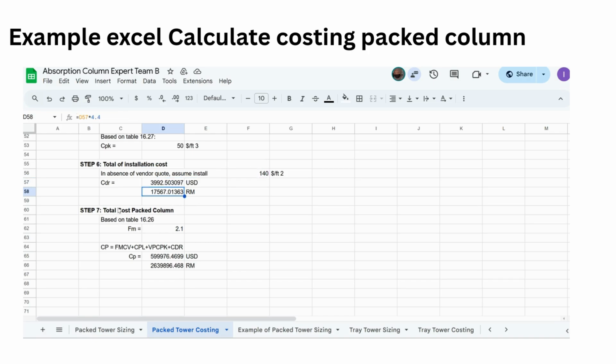The last one is the total packed column. Based on table 16.26, we get FM equals 2.1. Then multiply and sum it together with this CP value, and we can get the answer here.